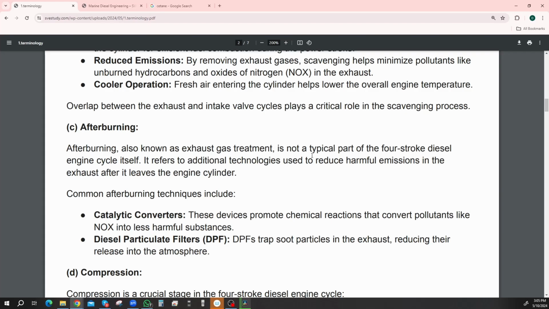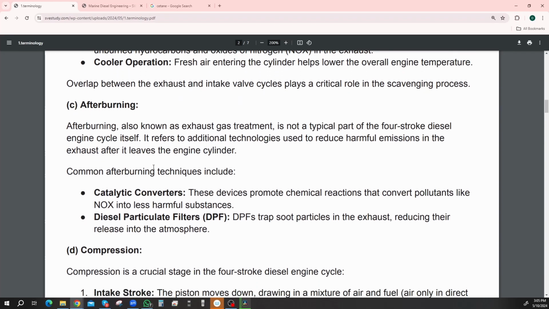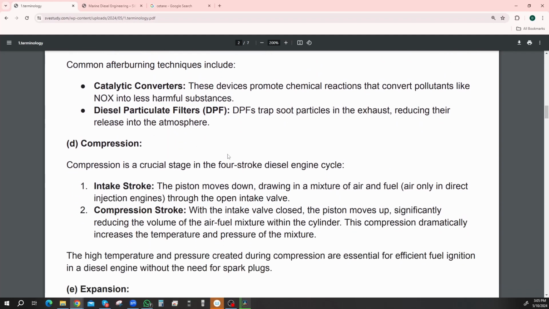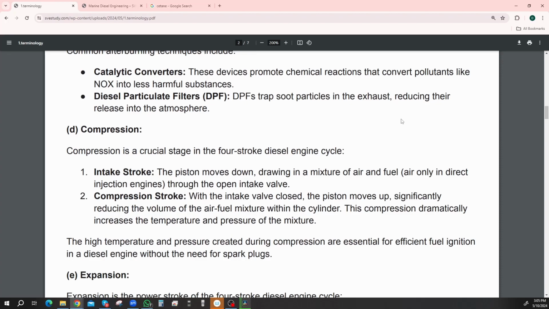Common afterburning techniques include catalytic converters. These devices promote chemical reactions that convert pollutants like NOx into less harmful substances. And diesel particulate filters trap soot particles in the exhaust, reducing their release into the atmosphere. Why is it called afterburning? If you're filtering using catalytic converters, you would have thought you'd be burning some of it. I'm sure there probably are.